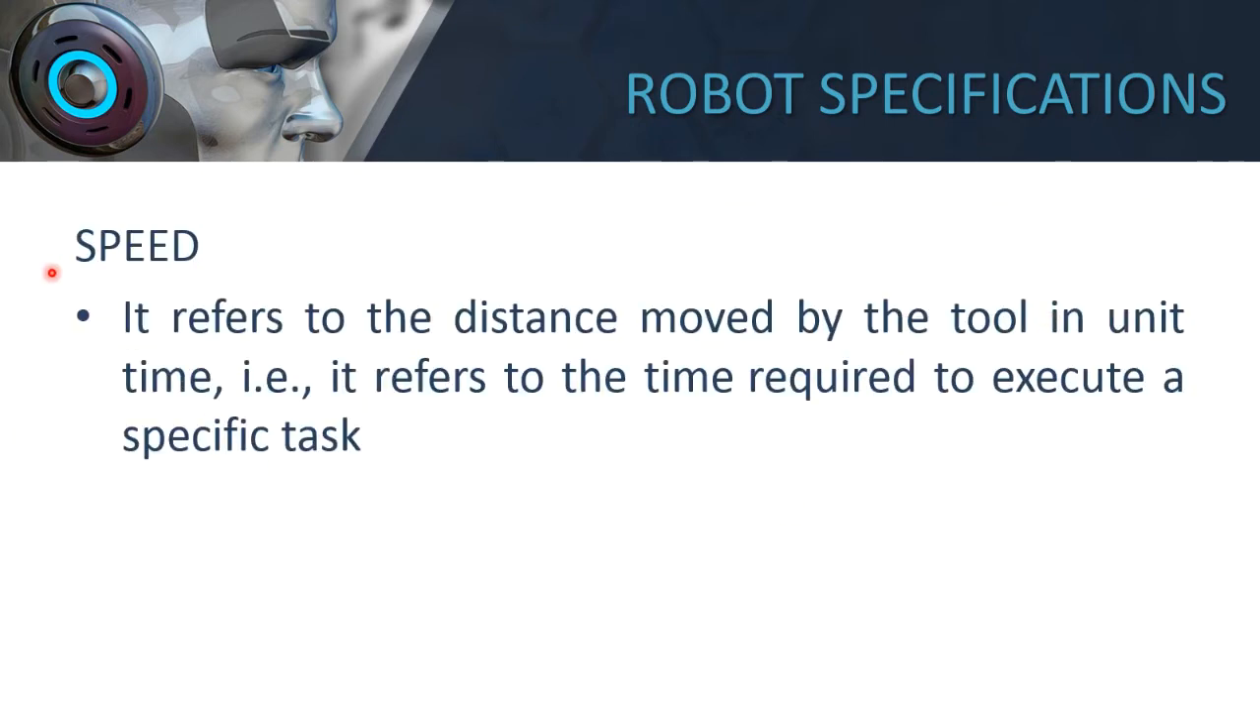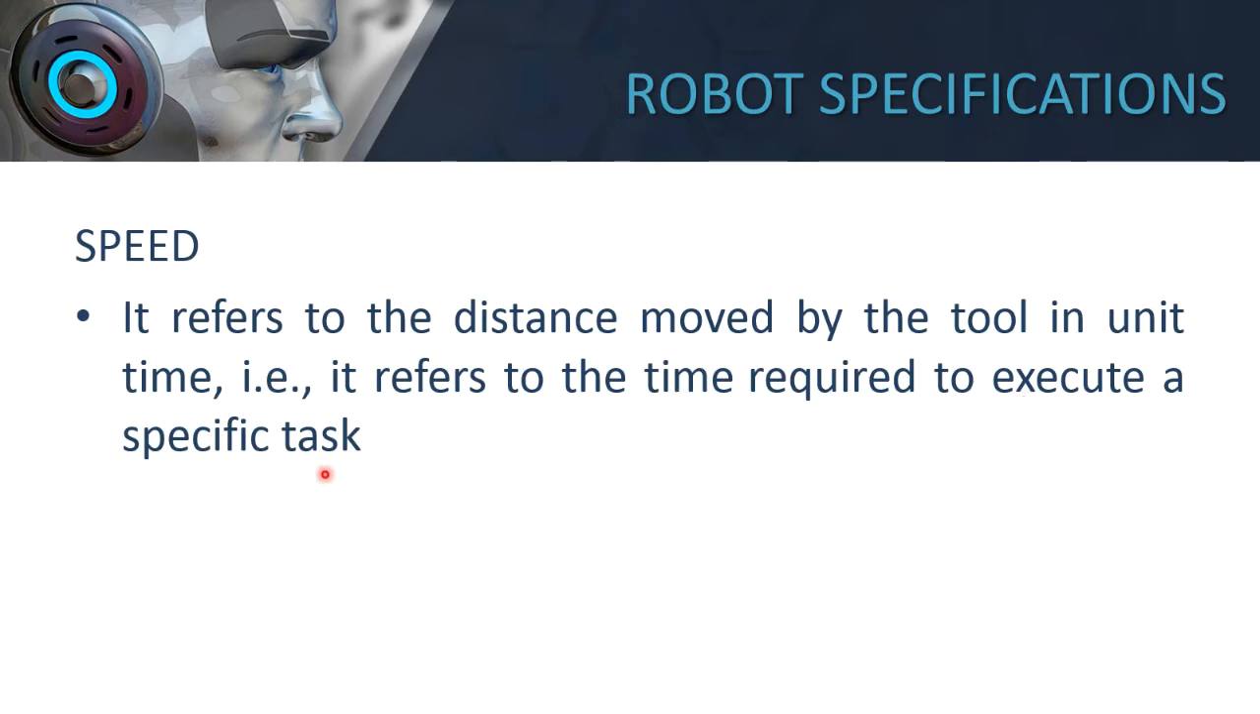The next important specification of the robot you need to understand is speed. It refers to the distance moved by the tool in unit time. This is very much important: in unit time, how fast or how much distance the robot can be moved. It always refers to the time required to execute a specific task.